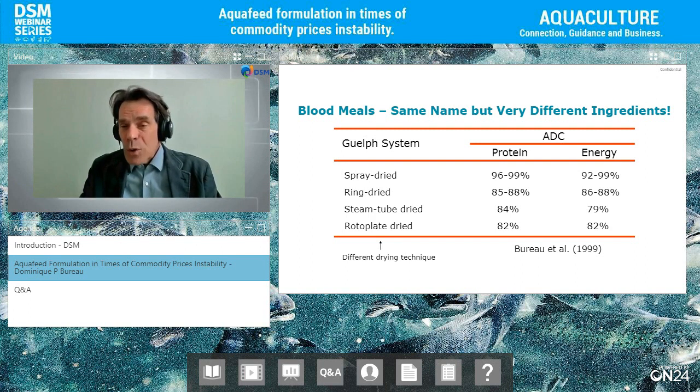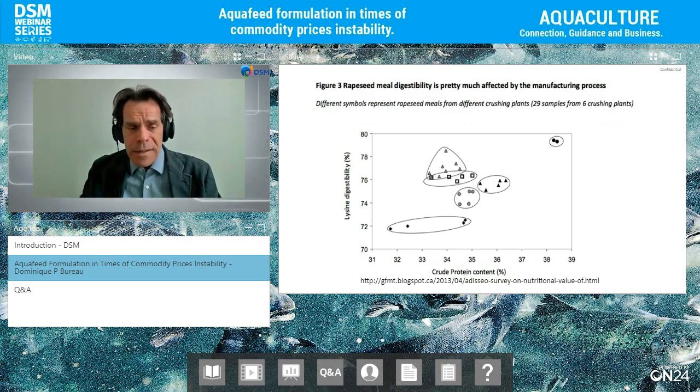Similar things are happening with plant protein. In this case, you have rapeseed meal or canola, and this study was done by Adisseo in Europe. They sampled canola meal or rapeseed meal from different crushing plants, and they found that the lysine digestibility of the canola meal, of very similar grade with a little bit of variation in crude protein content but not that much, was actually different between crushing plants. There were crushing plants that were doing very well, preserving the quality of the product, and crushing plants that were doing a poor job, resulting in significantly lower digestibility of the product.